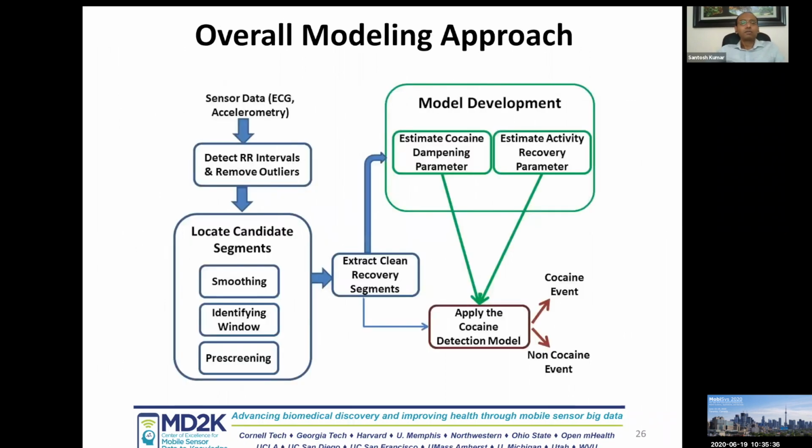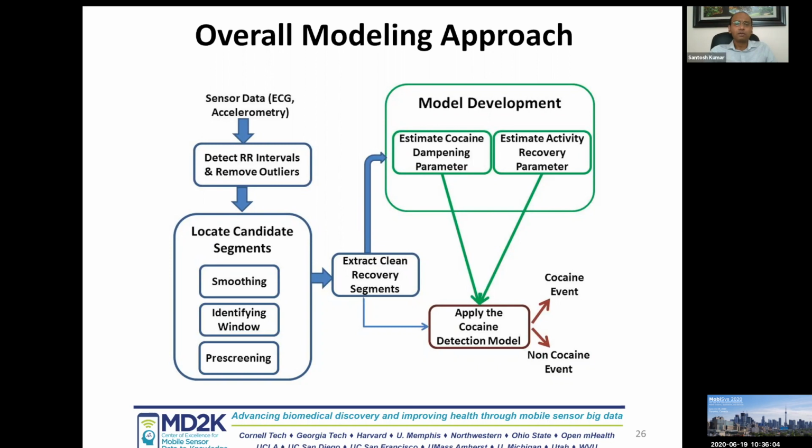So our overall modeling approach here was that we, of course, had to do data cleaning: detect R2I intervals and remove the outliers. And then we had this idea about locating the candidate segment. For that, we first did smoothing, then we identified the window, and then did the pre-screening. For smoothing, we found the right parameters.